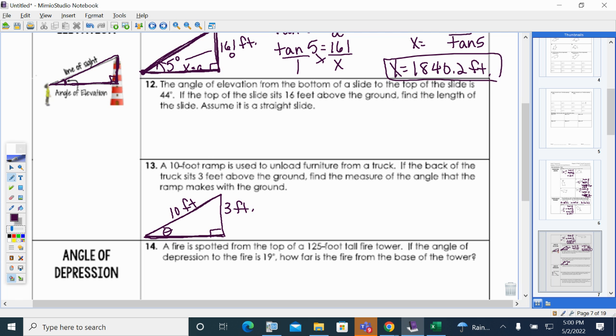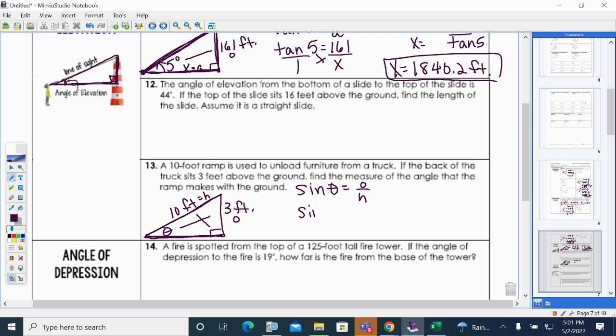I always say that the hardest part about getting these correct is labeling your triangle and then knowing which trig function to use. So you've got to make sure you're putting the parts on the right piece of that right triangle. From theta, I've got opposite, and of course we have the hypotenuse. Opposite and hypotenuse is going to be sine. So sine theta is opposite over hypotenuse.